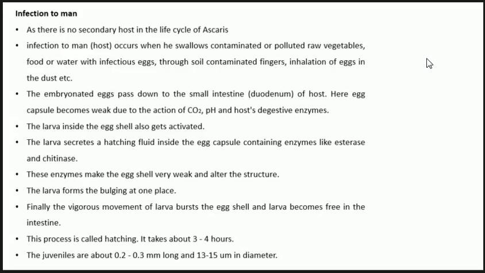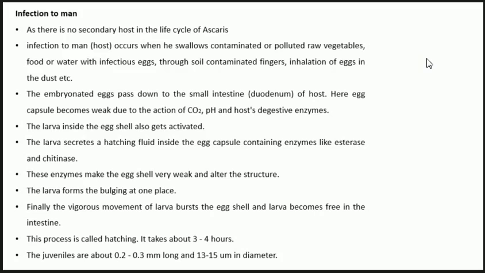The larva secretes a hatching fluid inside the egg capsule containing enzymes like esterase and chitinase. Remember, just now I told you about the layer of fat and the layer of chitin. The layer of fat is digested by esterase, whereas the layer of chitin is digested by chitinase. These enzymes make the shell very weak and alter its structure, and the larva comes out of it. This process is called hatching, and it takes about 3 to 4 hours.